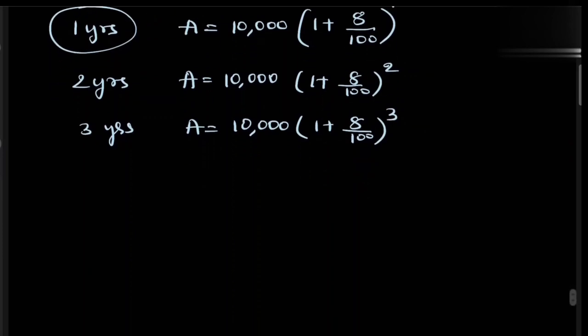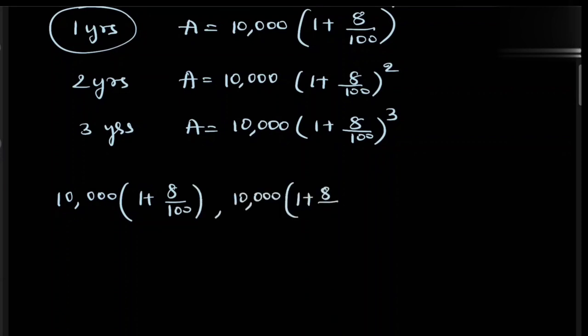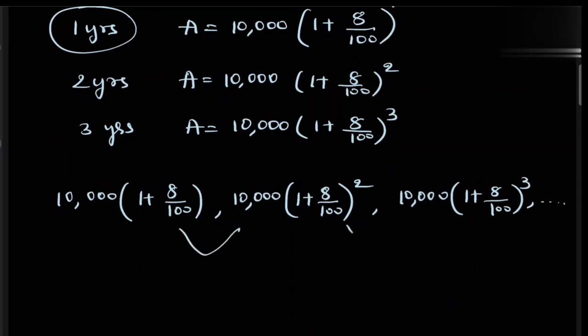We get a sequence 10,000 (1 plus 8 divided by 100), 10,000 (1 plus 8 divided by 100) whole square, 10,000 (1 plus 8 divided by 100) whole cube, and so on. So this sequence does not form an AP because the common difference between them is not constant. Therefore, it does not form an AP. So these are all the situation-based problems.